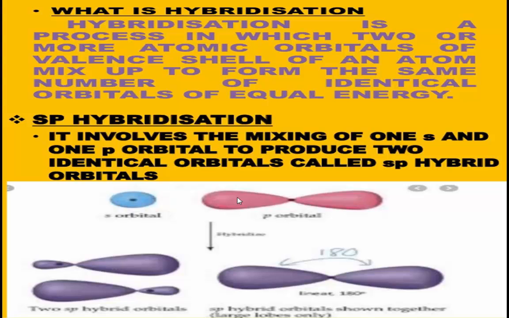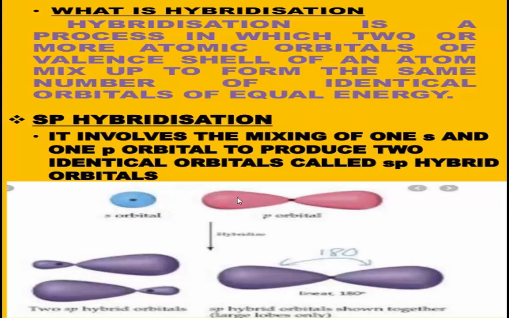Okay students, next come to the point of the hybridization concept. What is hybridization? The mixing of atomic orbitals is called hybridization. Why am I discussing this concept? Because you must know how to identify the hybridization of the carbon atom.